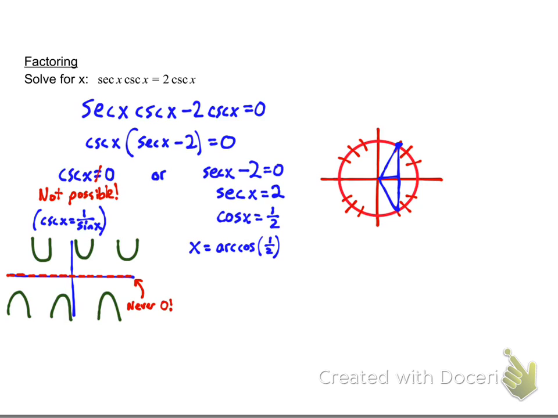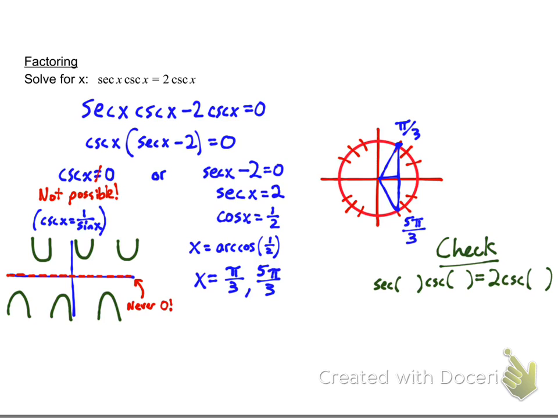1/2 is when the triangle is right here, because the x value is 1/2. This time it's positive 1/2, not negative 1/2 like the first problem. So that happens at pi over 3 and 5 pi over 3. So those are our 2 solutions. Let's check one of them real quick.